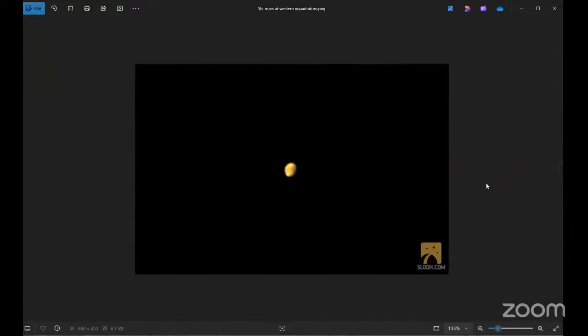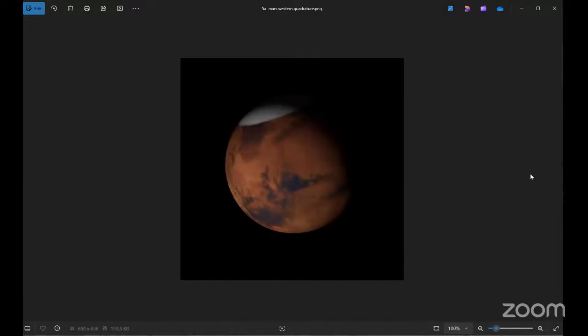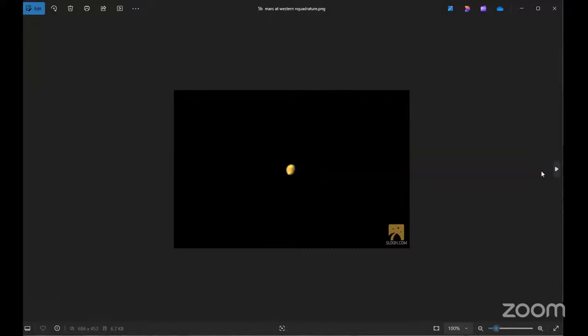Can we see it? Absolutely. This is an image that I took some time ago of Mars at this time period of western quadrature, where we see very clearly the gibbous phase. Here's the simulation. This is the actual image of Mars itself. So a great opportunity.